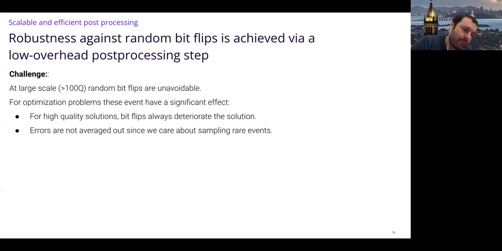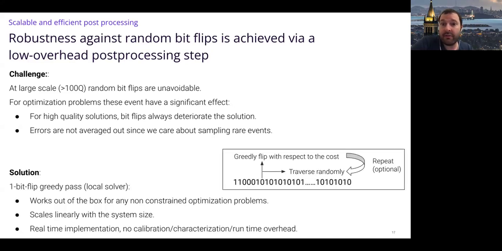And the way to have some robustness to that is to add a very simple and very efficient post-processing procedure, where we just take the final bit string and do a greedy linear scan. We scan this bit string, and for each qubit, we ask whether flipping it is going to improve the cost value. If yes, we accept it. If no, we move forward.